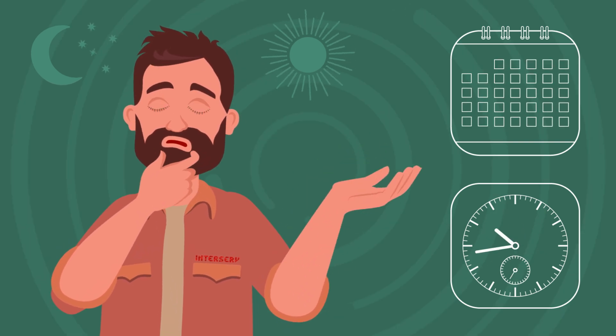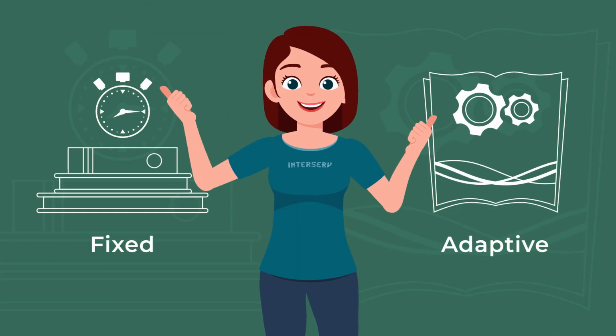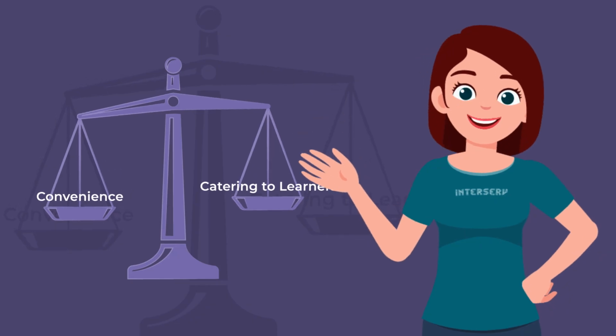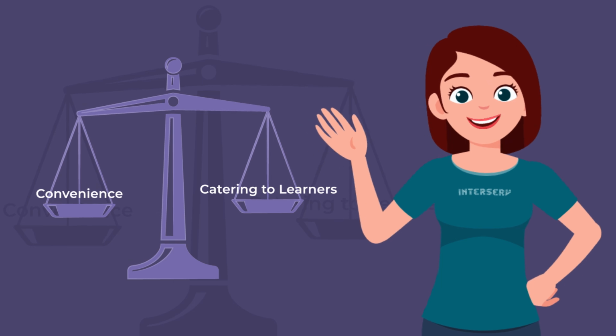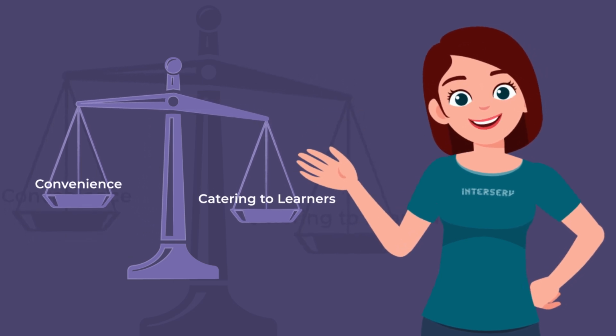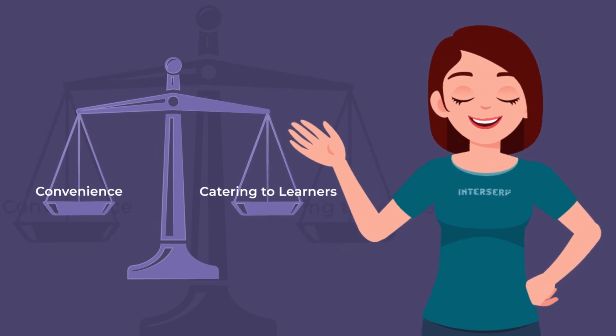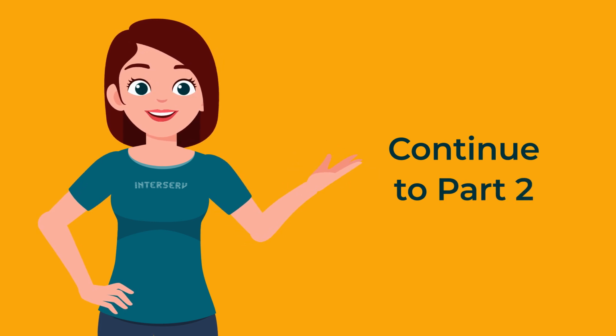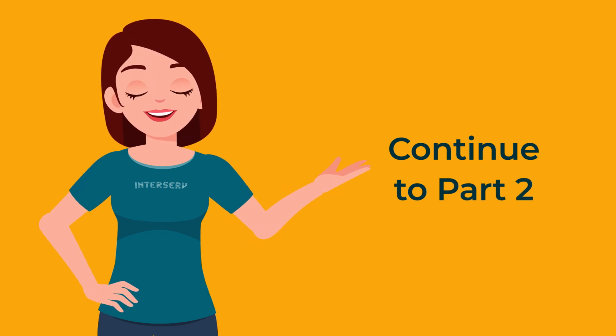Fixed and adaptive e-learning both have their benefits and negatives, with a key difference between the two being how convenient it may be to implement versus catering to a diverse range of learners. Continue to Part 2 to learn about e-learning styles, which cover varying degrees of instructor and learner interaction.